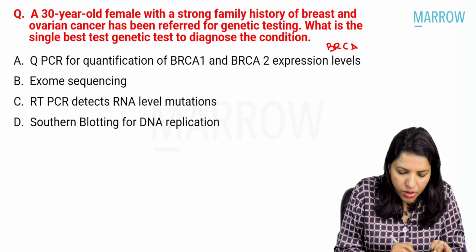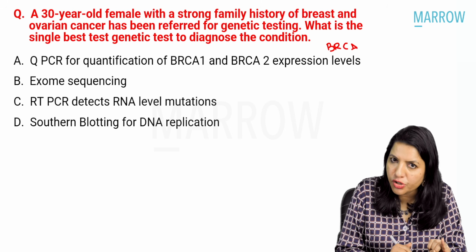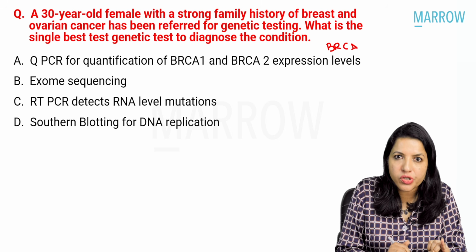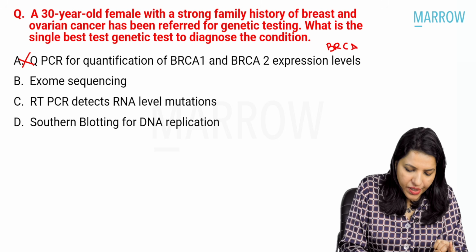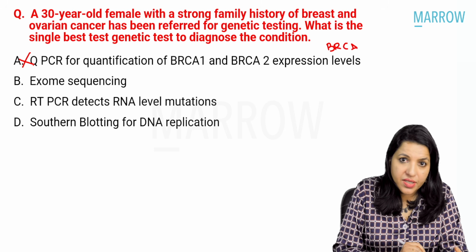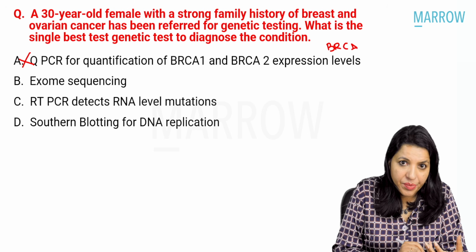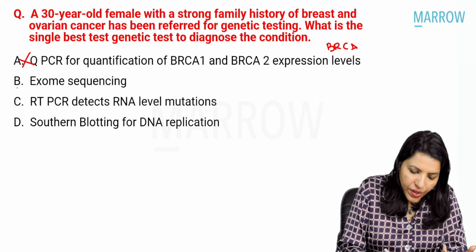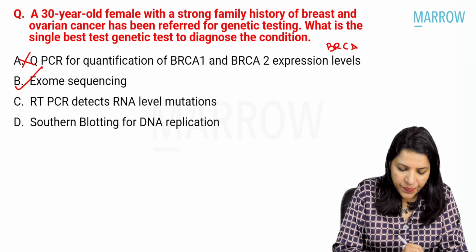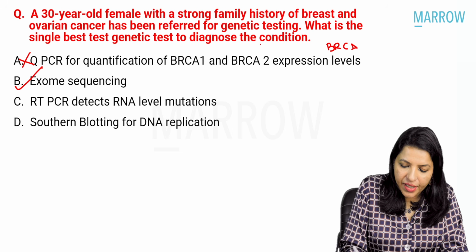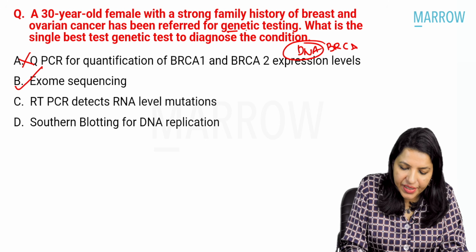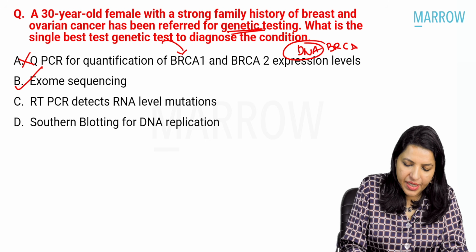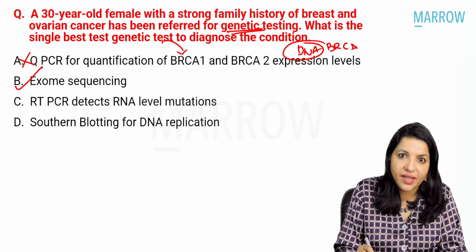So the first option is qPCR for quantification. No, it is not something usually causing a length mutation, so that is not the answer. Exome sequencing comes under next generation sequencing, so exome sequencing is the best method. RT-PCR detects the RNA level. Here the question is about DNA. BRCA gene genetic testing is for BRCA1 and 2. They are genes, they are DNA.